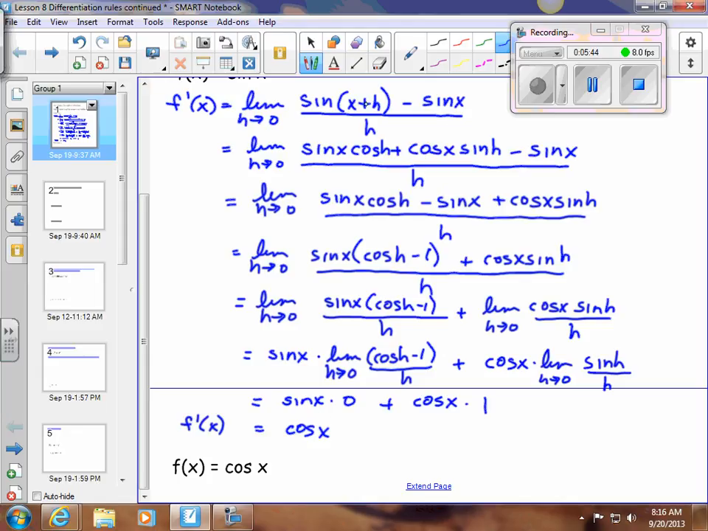This isn't something that I would expect everyone could just jump in and do. I would hope that you could follow it. I know that it's been a while, and this formula right here is not one that we use very often, but I did want you to see why the derivative of sine of x is cosine of x. Bottom line is you need to know it.